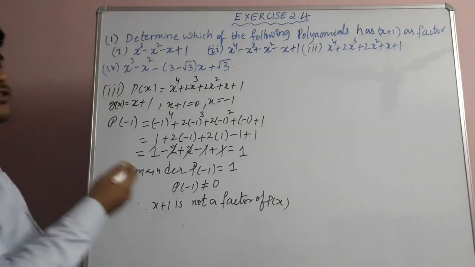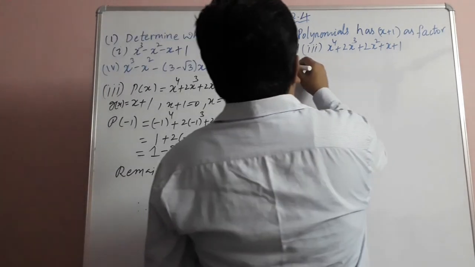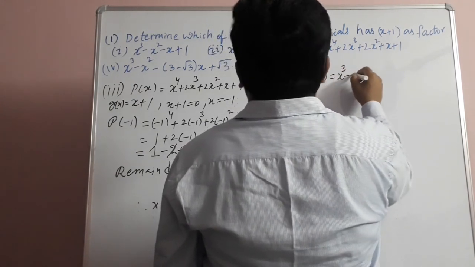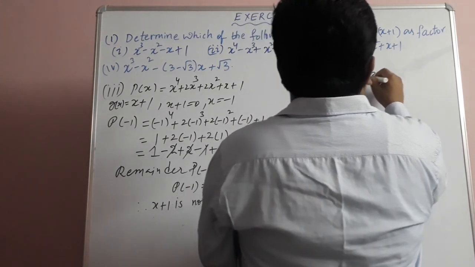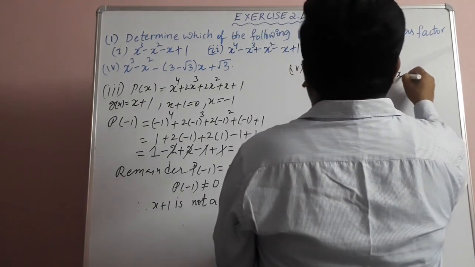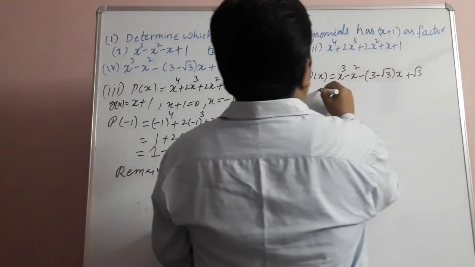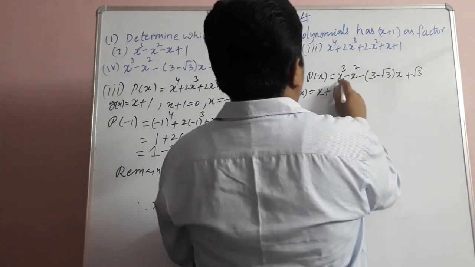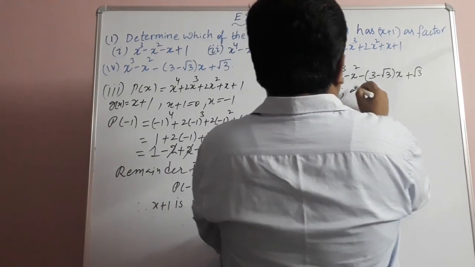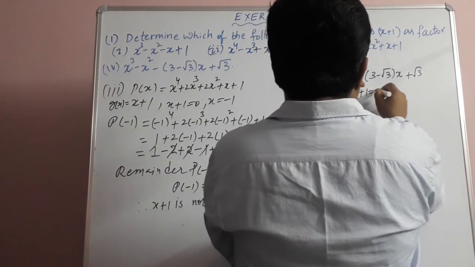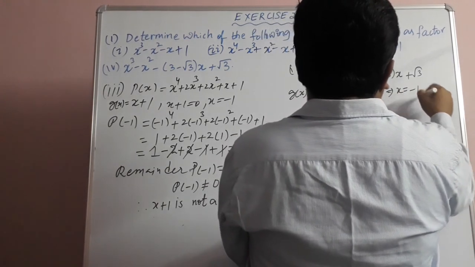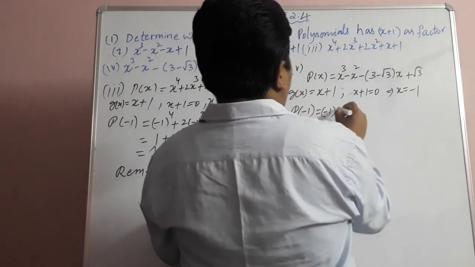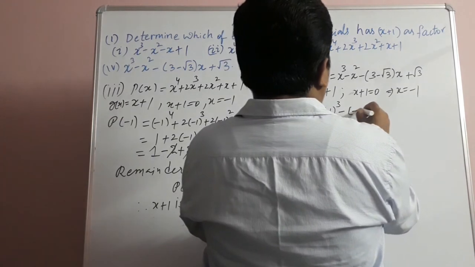Okay children, now let's see the fourth problem. Take the given polynomial as p of x is equal to x cube minus x squared minus of 3 minus root 3 of x plus root 3. Now children, we are dividing it with x plus 1, which is equal to g of x. So x plus 1 is equal to 0, that implies x is equal to negative 1. So now the remainder we need to find, children, p of negative 1: (-1) cube minus of (-1) square.